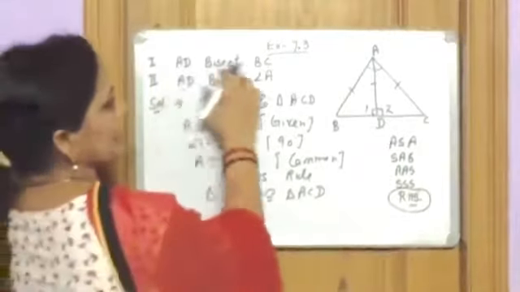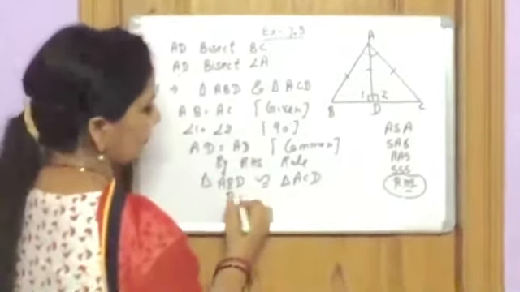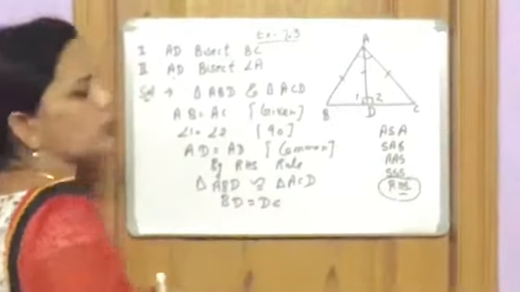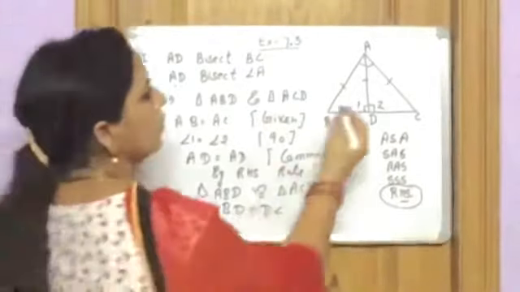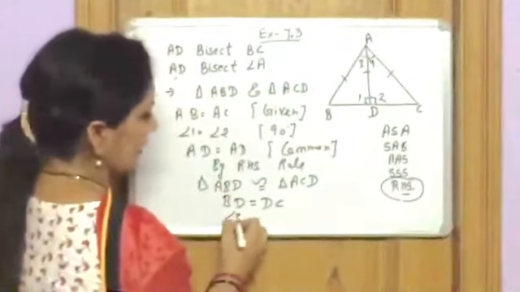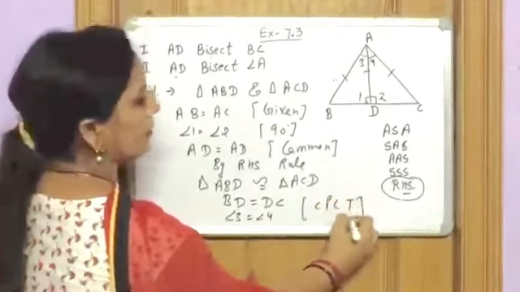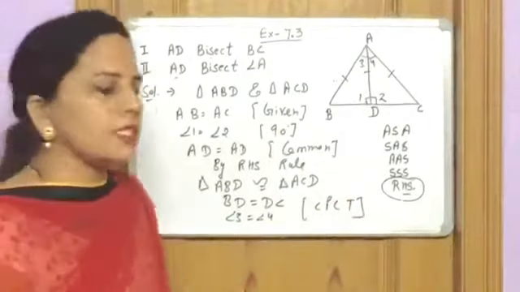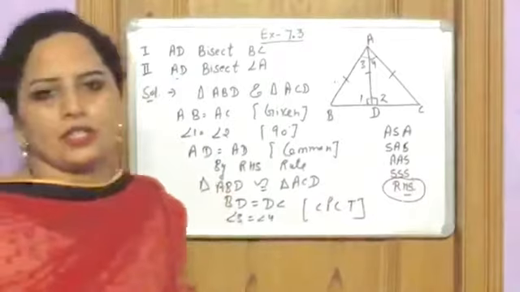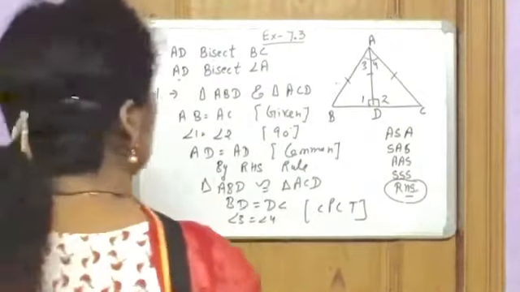If these two triangles are congruent, then their remaining parts will also be equal. So we can say that AD bisects BC means BD is equal to DC. Also, if we consider here angles 3 and 4, then angle 3 is also equal to angle 4. And the reason behind this is CPCT in both of the conditions. So this is our question. Now let's do the next question.